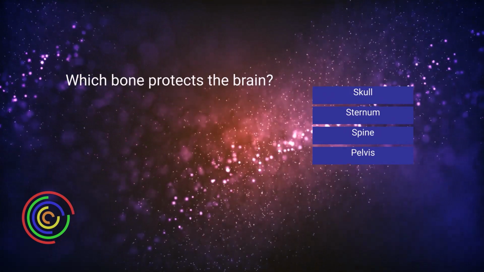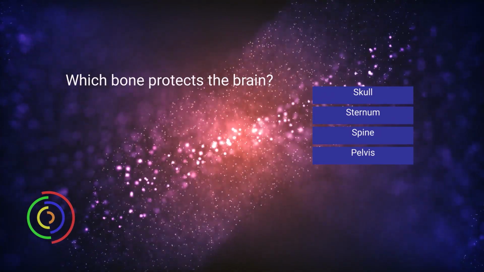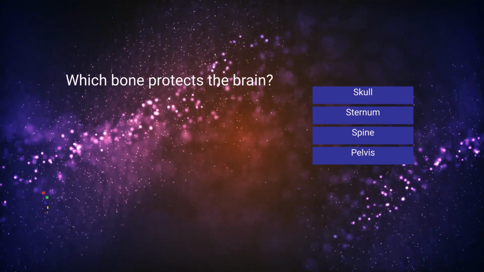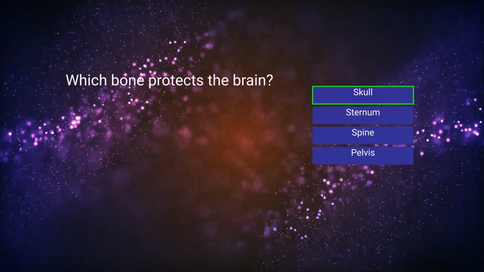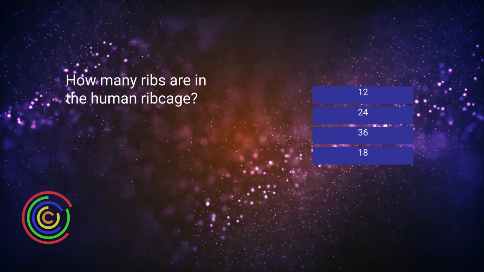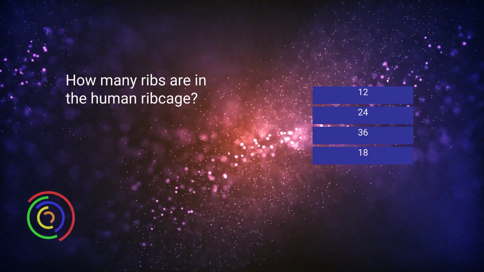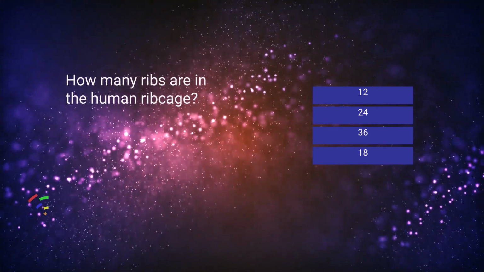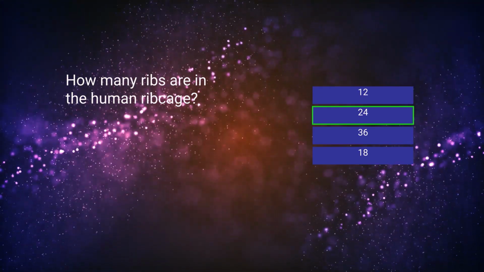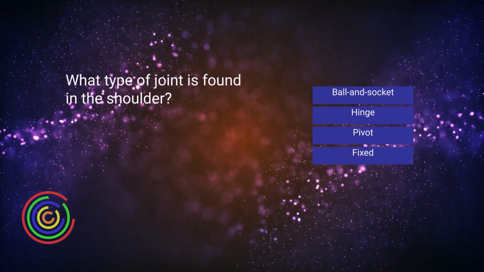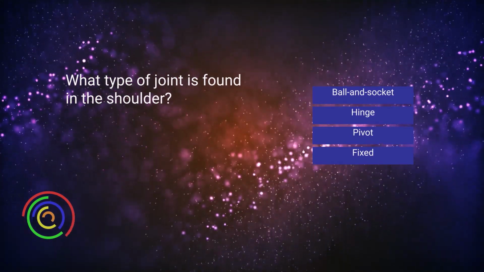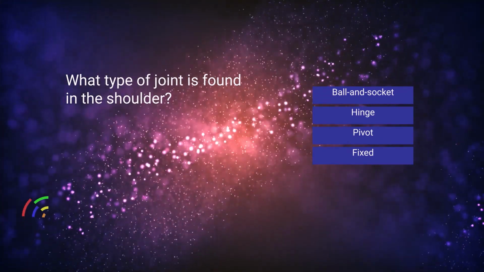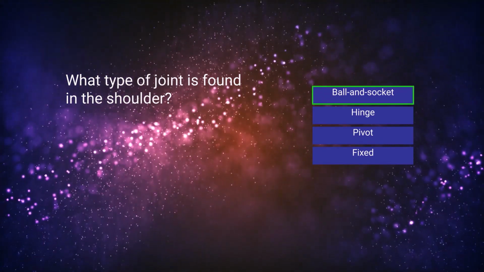Which bone protects the brain? Skull. How many ribs are in the human rib cage? 24. What type of joint is found in the shoulder? Ball and socket.